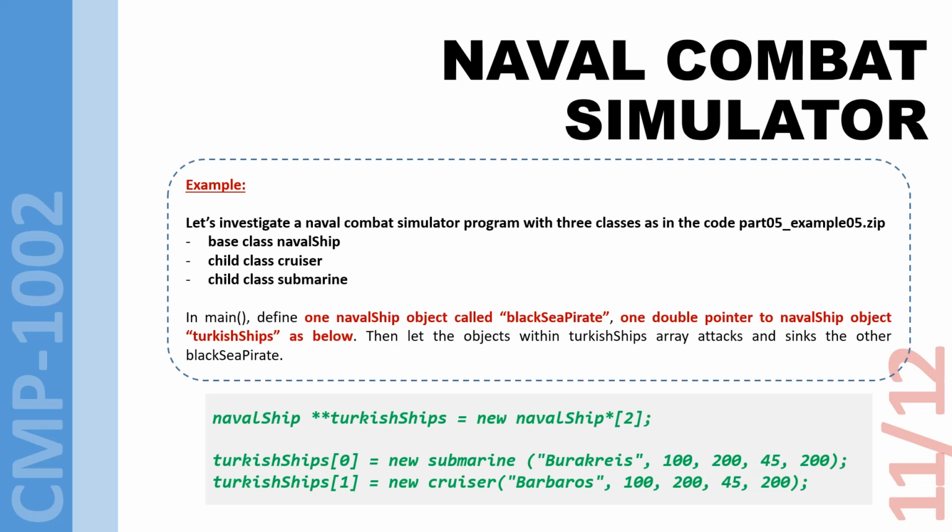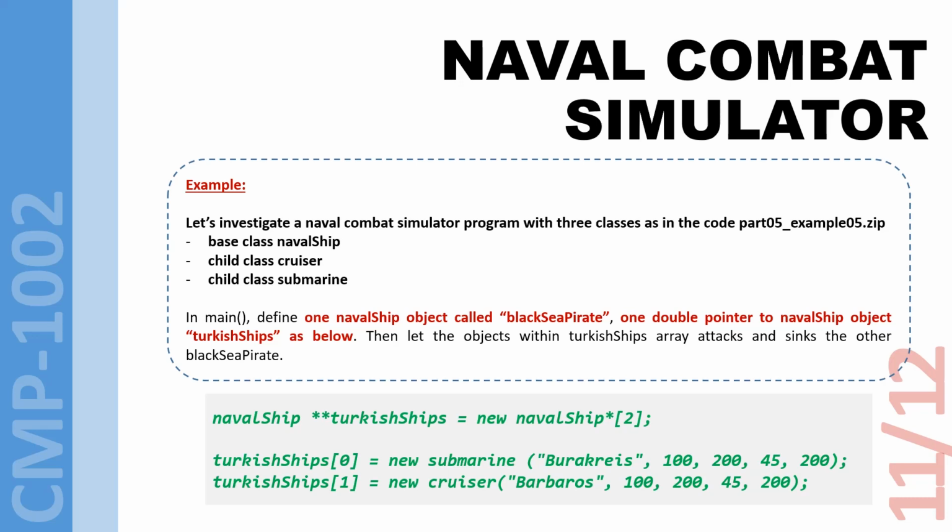And the Turkish Navy, after a while, just fed up with this Black Sea pirate ship, and they just sent one submarine and one cruiser in order to intercept and destroy this ship, because it's just giving a lot of harassment to local regular merchant ships, let's say. So those Turkish ships are going to be represented by one double pointer to naval ship object called Turkish ships. And there's going to be two items that will be recorded in this Turkish ships naval ship array. One of them is going to be a submarine, and another one of them is going to be a cruiser. The submarine BlockRace and the cruiser Barbaros.